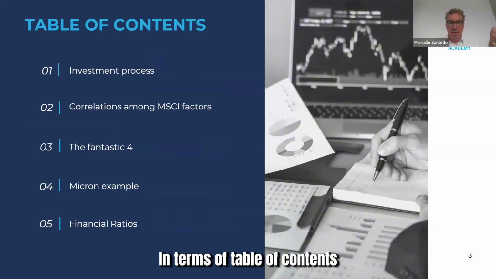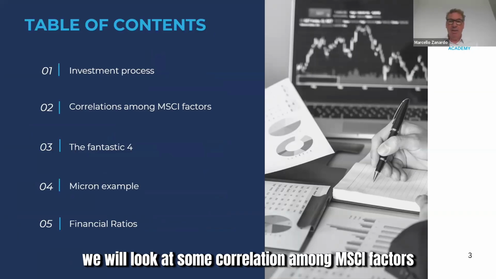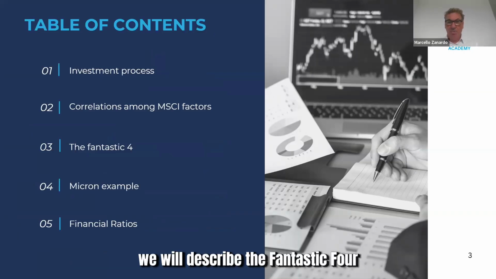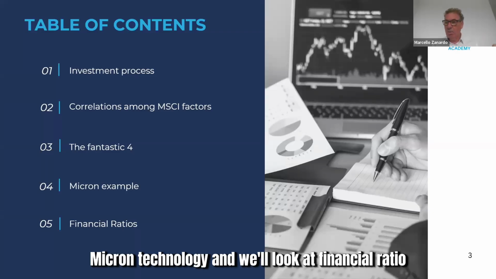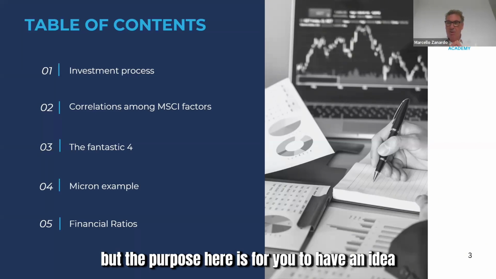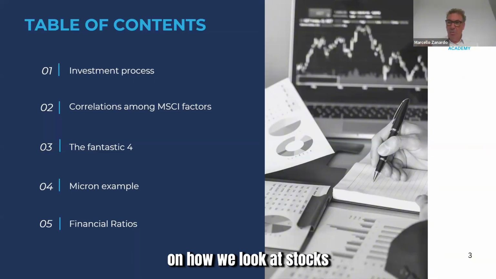In terms of table of contents, we will describe the investment process we have set up. We will look at some correlation among MSCI factors. We will describe the Fantastic Four, and we will give you an example on a single stock, Micron Technology, and we'll look at financial ratios. But the purpose here is for you to have an idea and to be prepared before you join the internship on how we look at stocks and what you're supposed to do.